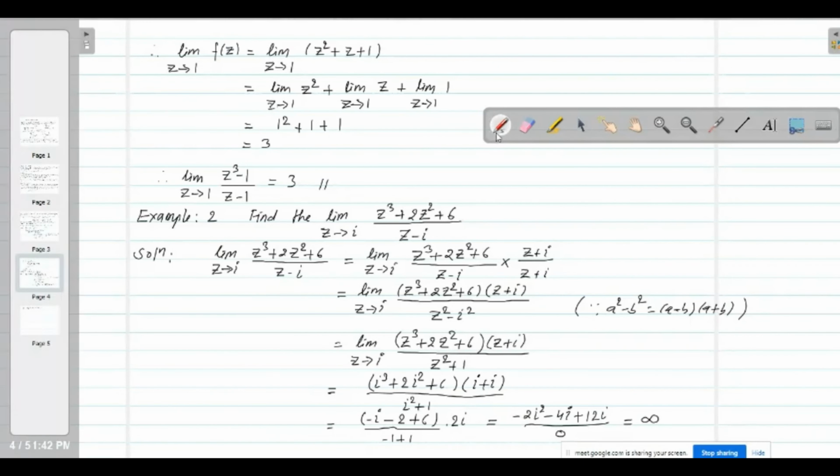Should I give some example based on this? Examples.